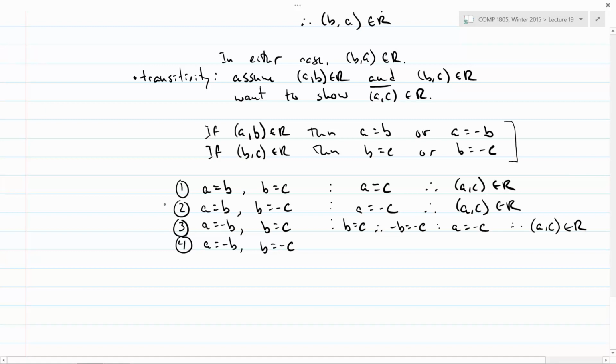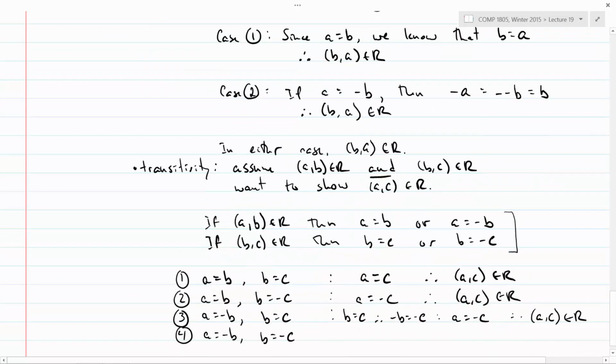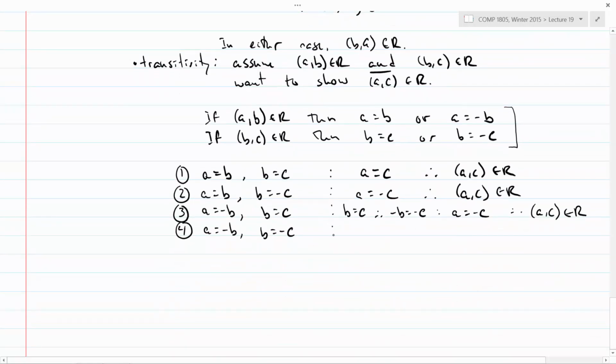This one up here? Yeah, so if I have A equals B and B equals C, both A and minus C are equal to B, so they're equal to each other. A equals minus C, right? Because B is the thing that's common in the middle. Because the definition is that AB is in R if A equals B or A equals minus B. All right, and what about the very last one?